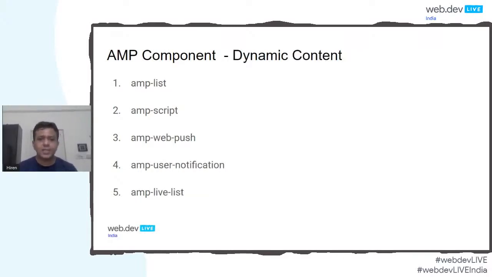Another one is dynamic content. Let's say you want to display a list, or you want to add some script, or you want to have web push notifications, user notifications, or a live list. So this is for dynamic content. These are some popular components available for dynamic content. The full list, as I mentioned, is available on the amp.dev website. There you can see all the kinds of catalogs.